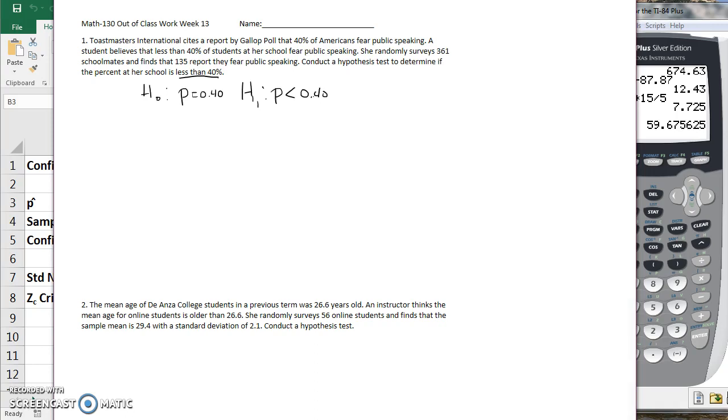Which one's our claim here? Well, we're claiming that less than 40%, so our claim is going to be the H1 value.